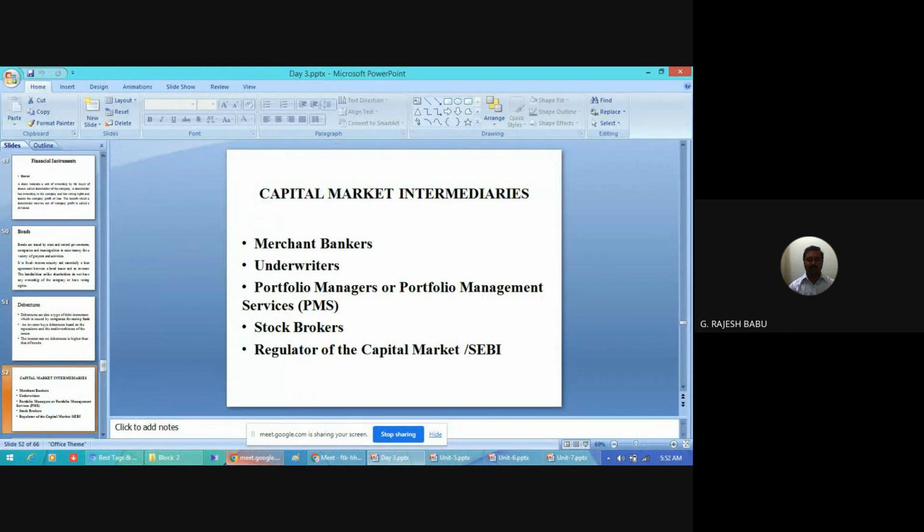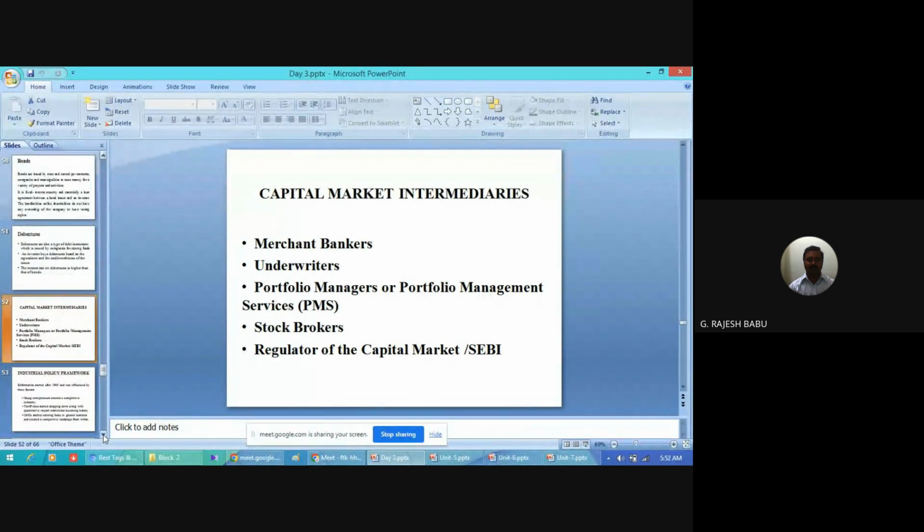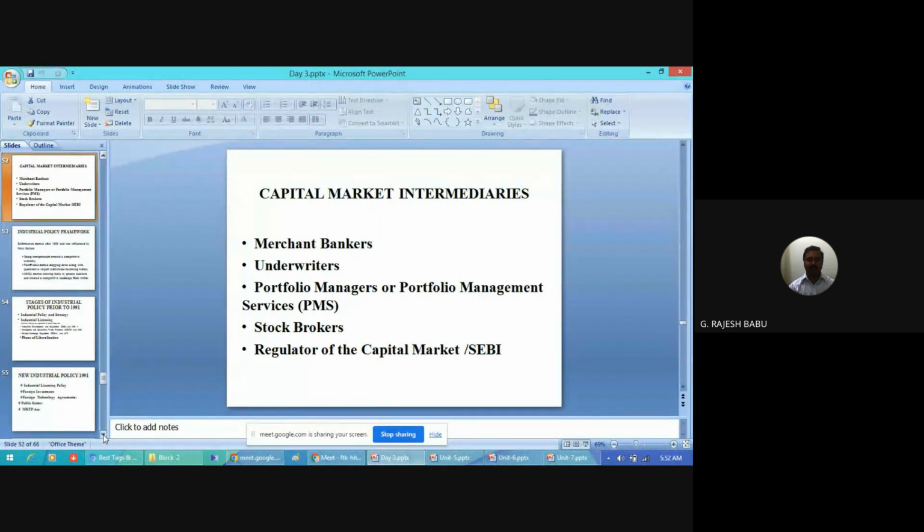Third one, portfolio managers, or portfolio management services. Portfolio managers are professionals who enter into a contract with the client to advise, direct or undertake investment decisions on behalf of the client. Portfolio managers are of two types: discretionary portfolio managers and non-discretionary portfolio managers. When the portfolio manager manages the fund of the client independently according to the need of the client, they are called discretionary portfolio managers.